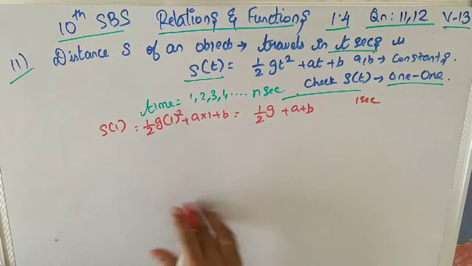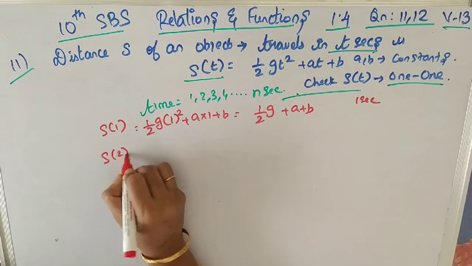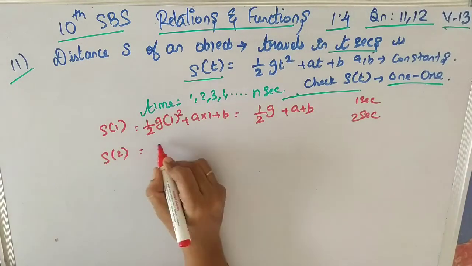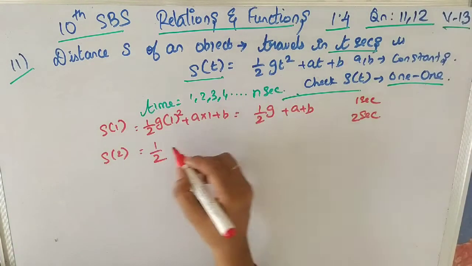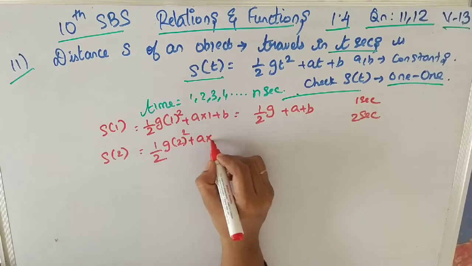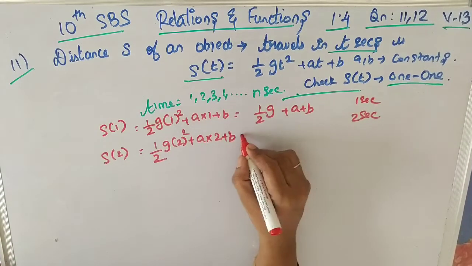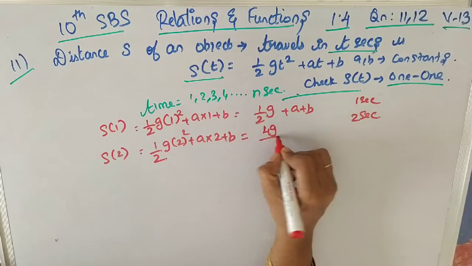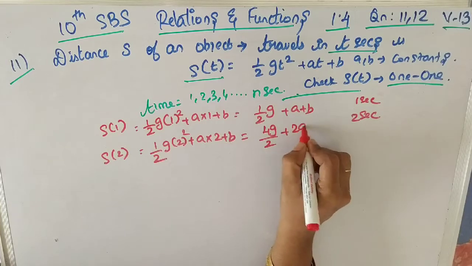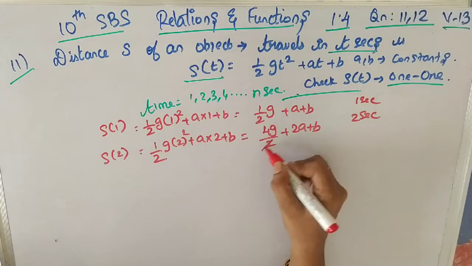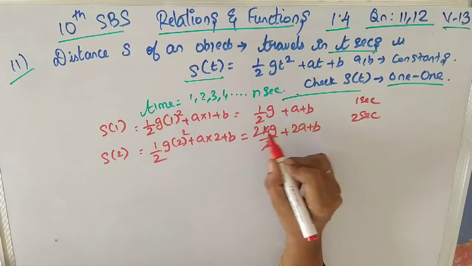Clear? Now let's say time is equal to 2 seconds. Therefore we are going to find the distance S of 2 is equal to half g into, instead of t squared, 2 squared plus a into 2 plus b. So we get 4g by 2 plus 2a plus b. Here 4 and 2 get cancelled. So we get 2g plus 2a plus b.